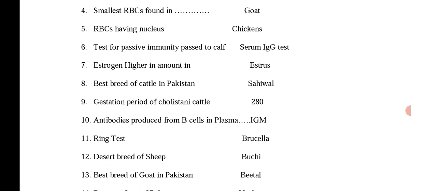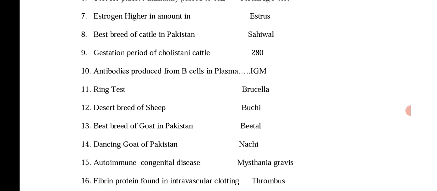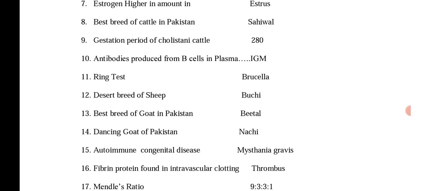Antibodies produced from B cells in plasma are IgM. Brucella is diagnosed with the ring test in milk, and if we have serum, then we can perform the Rose Bengal plate test, a serum agglutination test, and we can also perform ELISA.